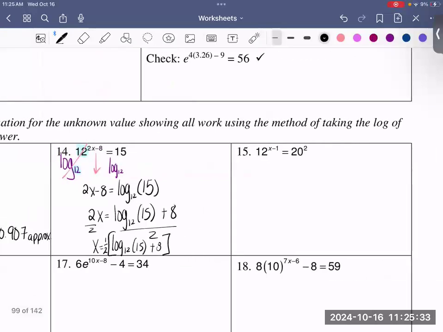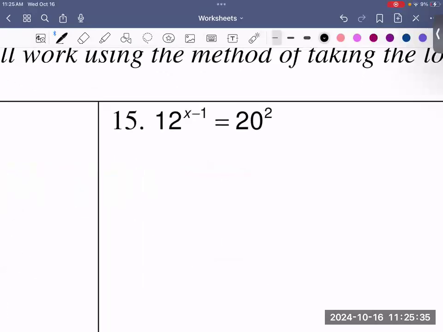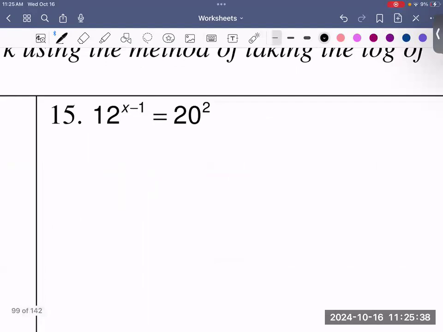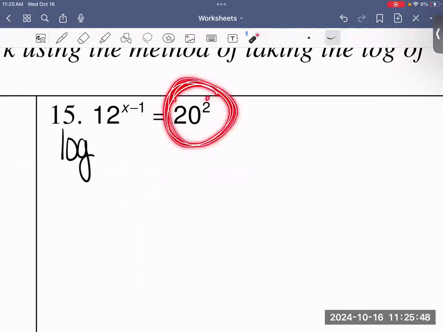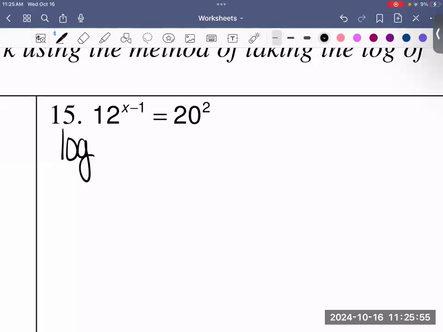Let's try it again over here. We have 12 raised to x minus 1 is equal to 20 squared. Interesting. If we wanted, we could simplify this a little further and get it in its expanded form of 400. That's probably what I would do before I get started: 12 raised to x minus 1 is equal to 400.